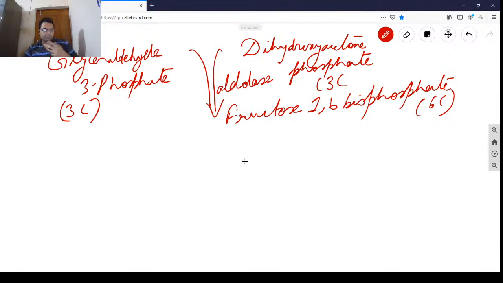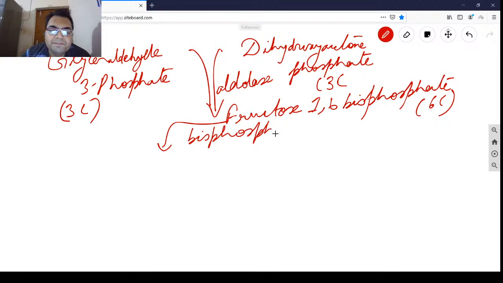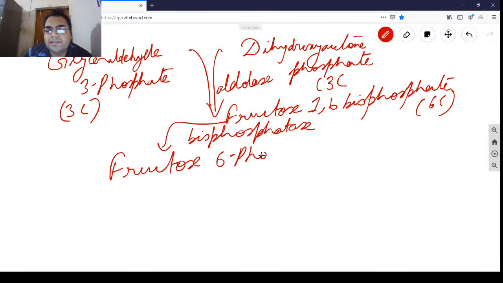Now the real process will start. Now we have seen another reaction, fructose 1,6-bisphosphatase will come in. It will convert it into fructose 6-phosphate, that is again a 6 carbon molecule.